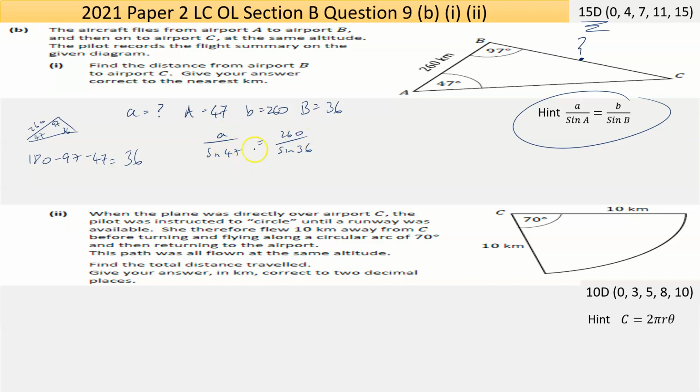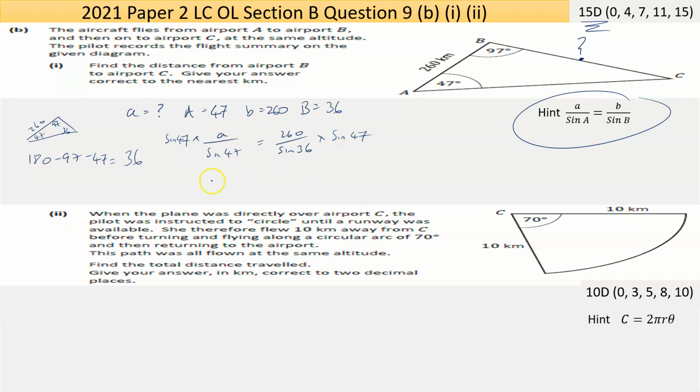I want everything else to move to the far side, so at the moment I can see the sine 47 is getting in the way. One way to get rid of something is to multiply it by itself, because I'm creating the situation of something on top and bottom of a fraction which will cancel. If I do it to one side, I have to do it to both.